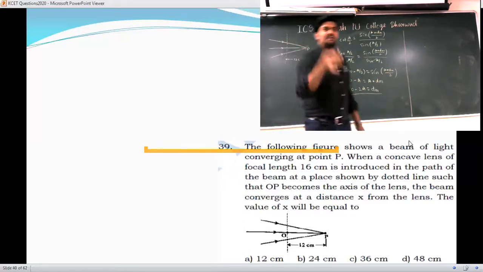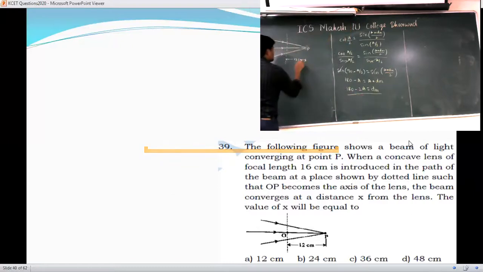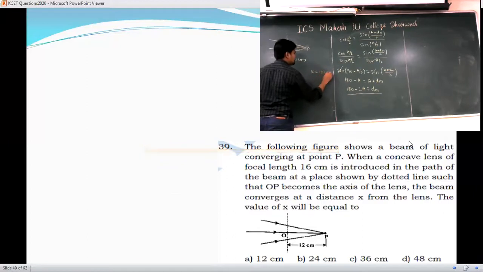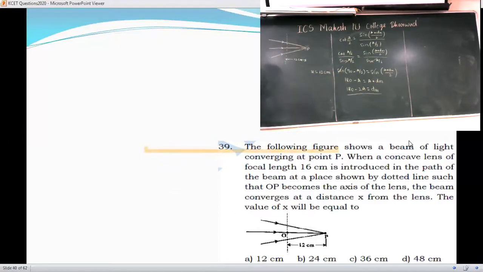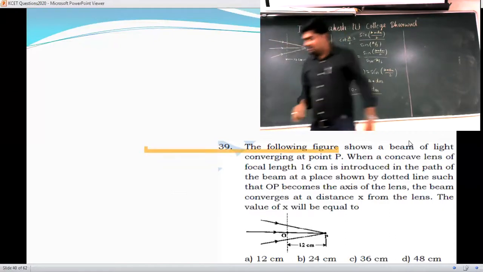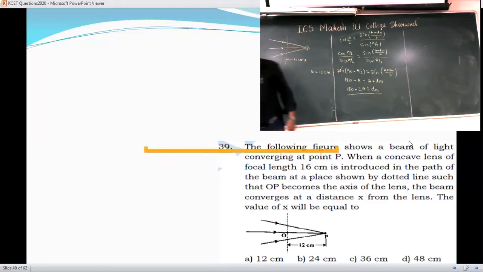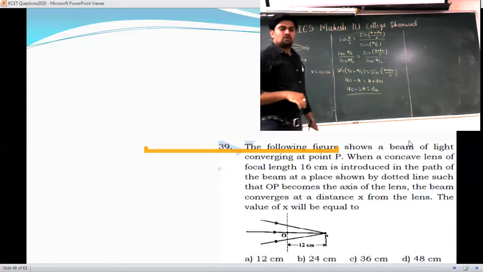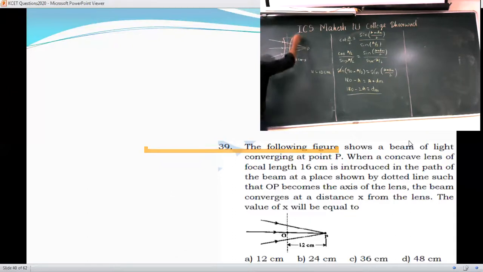Now, according to this diagram, what is that 12 centimeter there? So 12 centimeter is the object distance. So I will take it as U. U is equal to 12 centimeter. Now, what are they doing? They are placing one concave lens at this line. This is the concave lens. Now, according to the theory of the concave lens, what it does is it diverges the rays. See, these rays are coming from infinite distance, and they are meeting at point P.